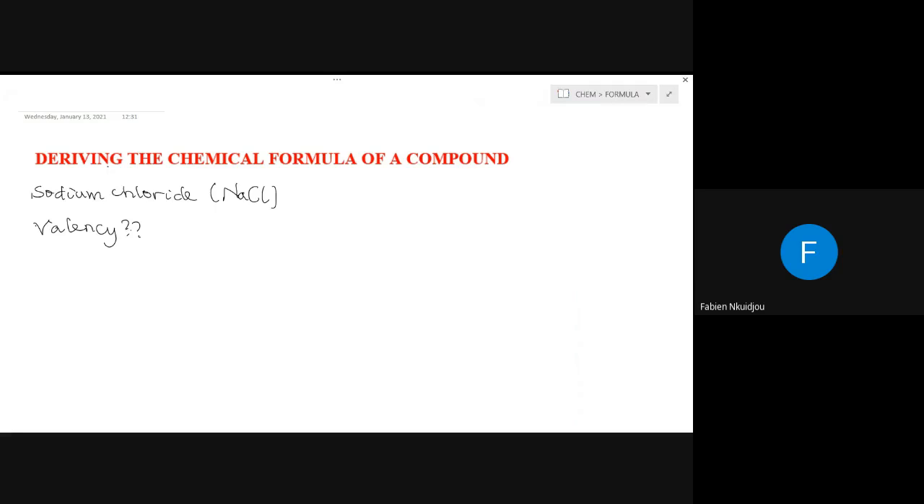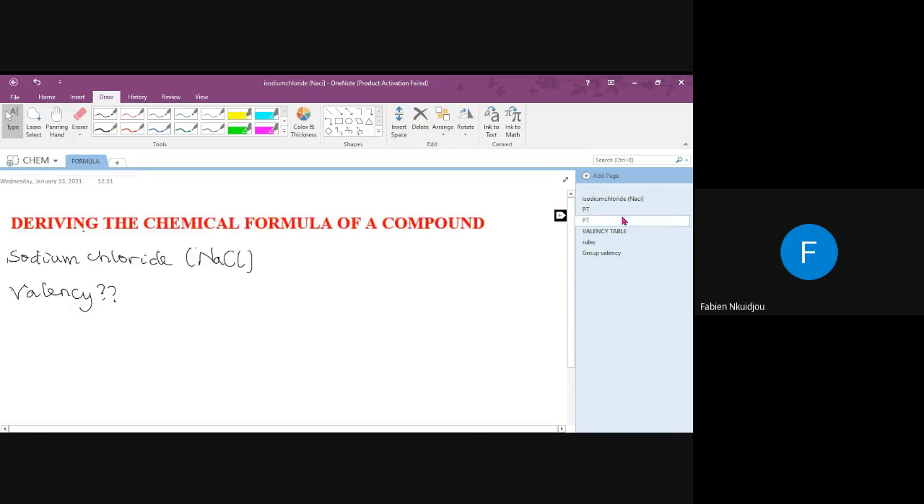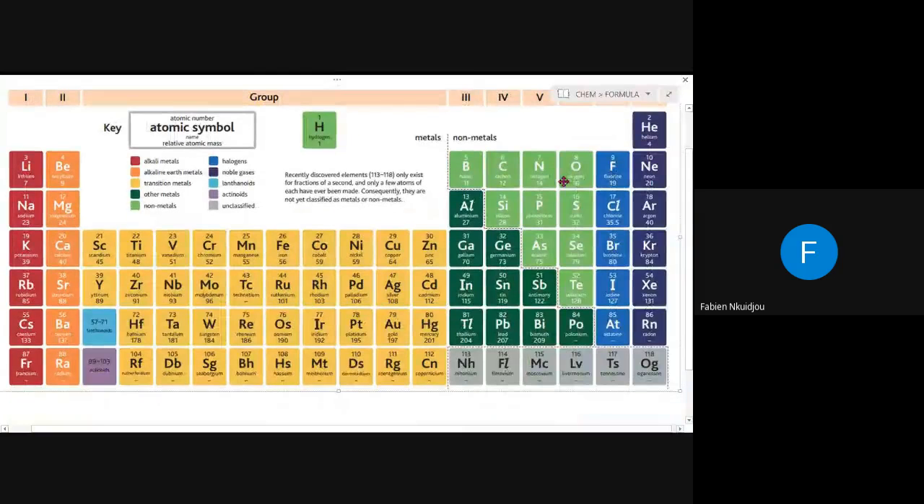If we have to write the formula of a compound correctly, we must be able to identify the valency of the element and use it appropriately. So let's see how we can identify the valencies of elements. By looking at the periodic table, it is pretty simple for us to identify the valency of elements. So here we have a periodic table. Let's take a look at it.